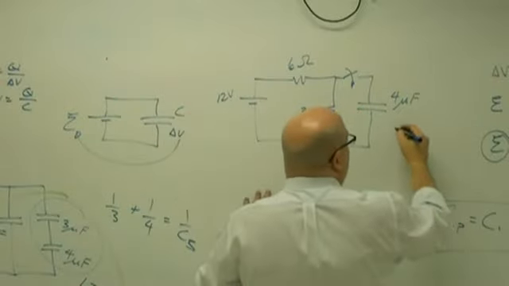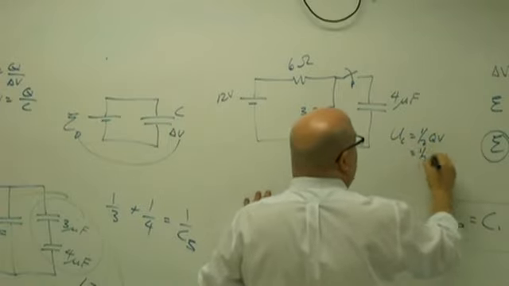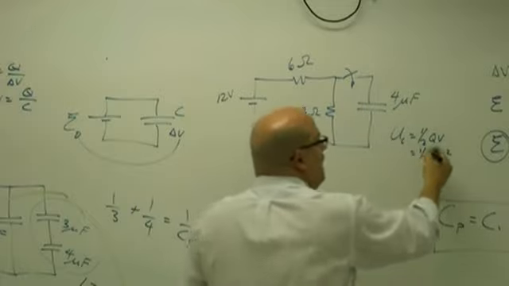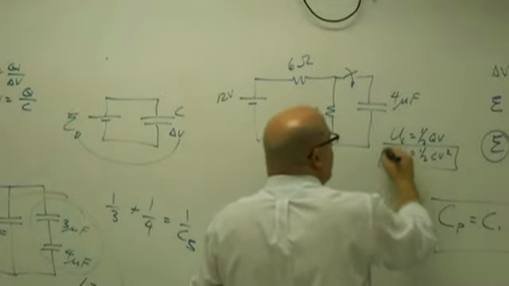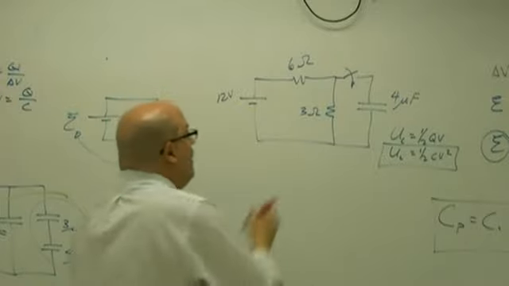Okay, well, no problem. Potential energy is 1/2 QV, which is 1/2 CV squared. We know what the capacitance is. We just have to find the voltage difference, right? And use this one right here. Voltage difference equal to whatever it is over there. Ah, now that's the trick. Oh, no, there's a 6 ohm resistance.